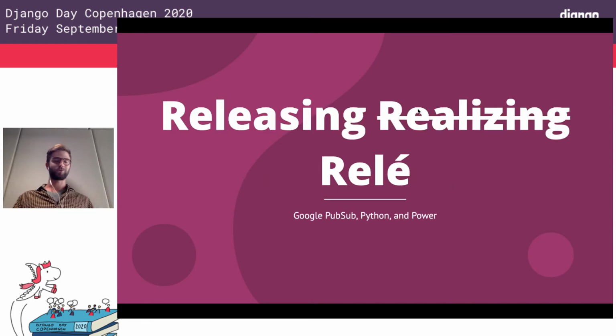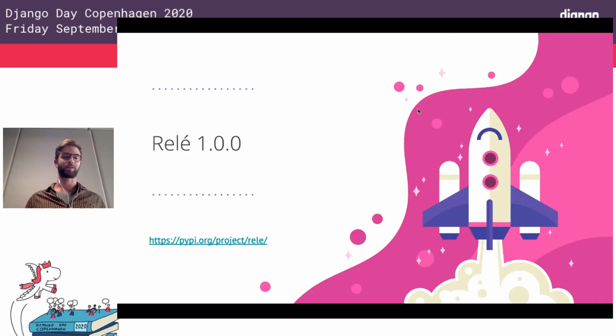When I was writing this talk, I came up with the name Realizing Relé, but then a couple of days ago, I was talking to a colleague, and I was like, "Oh man, we should really call it Releasing Relé." I think that's because during this talk, we actually released Relé 1.0, because we really believe that it's production ready. So on PyPI right now, you should be able to see that 1.0 is actually published.